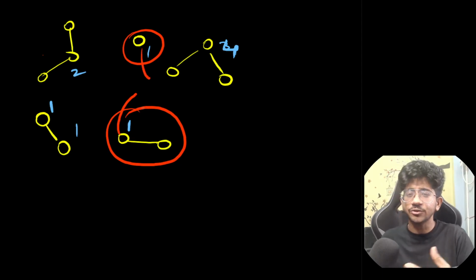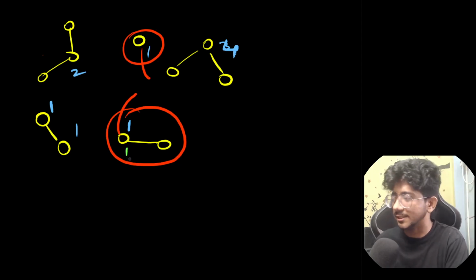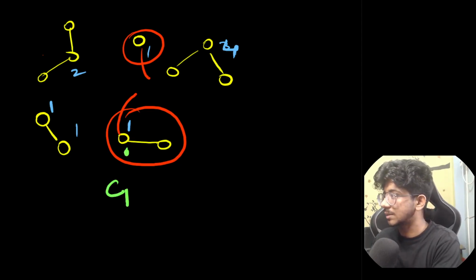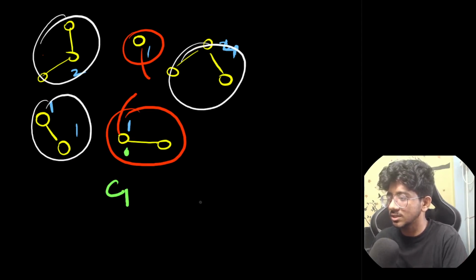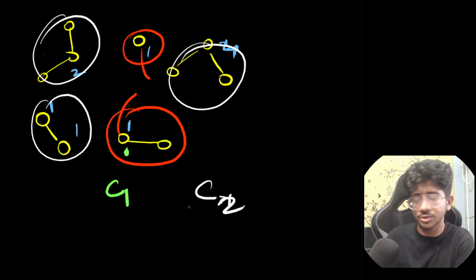So let's club all of these nodes. Let's call these nodes one, the components with one node, and let's call the rest of the components, this component, this component, this component, C greater than 1. Or let's call this C2. Okay, so these are the component 2 nodes.